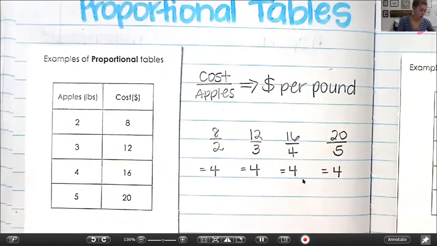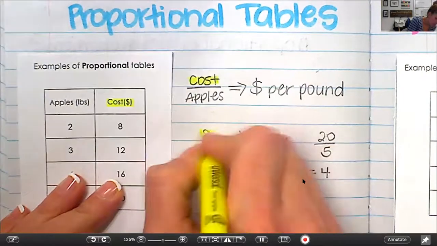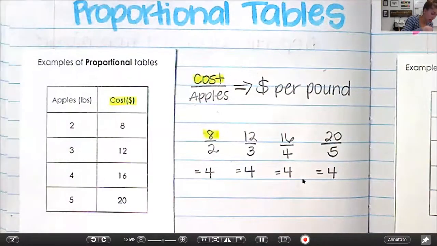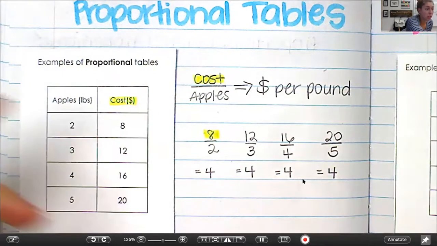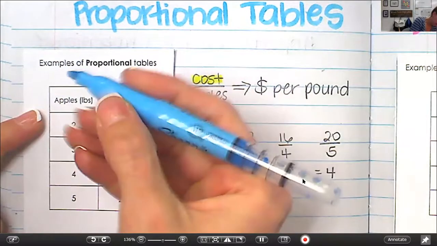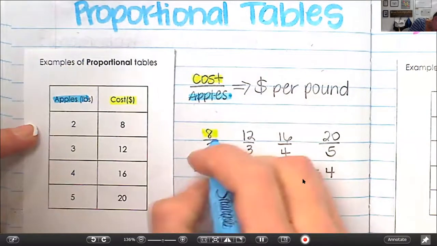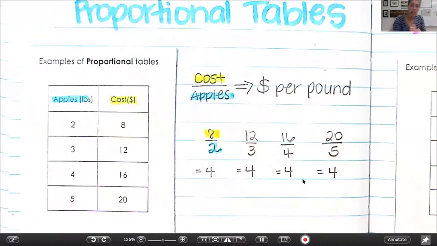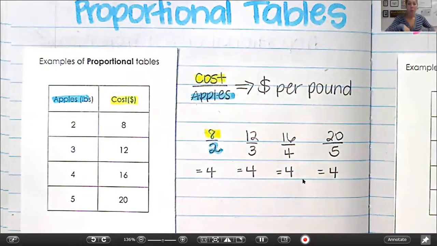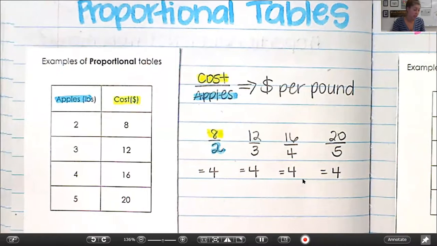So let's do some color coordinating here. We put cost over, let's do blue since we had that blue apple conversation the other day. Blue apples. We do that too, like that. Okay, beautiful. So making that unit rate, again, you just have to do it in this case 4 times to prove that it is or is not the same.